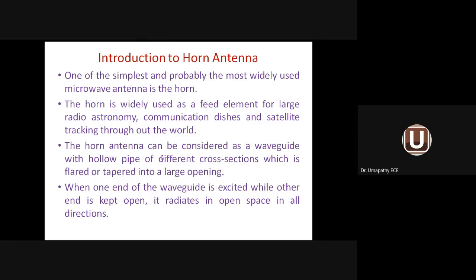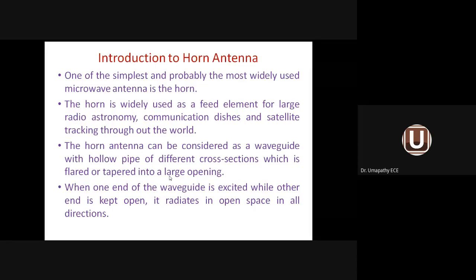So what do you mean by a horn antenna? You take a waveguide, maybe a rectangular waveguide, or you can take a circular waveguide, a hollow pipe of different cross section, which is flat or tapered into a larger opening. Suppose you are taking a rectangular waveguide, it has openings at the left and right hand side. In this case, it is a hollow pipe. It is meant for propagating the signal.